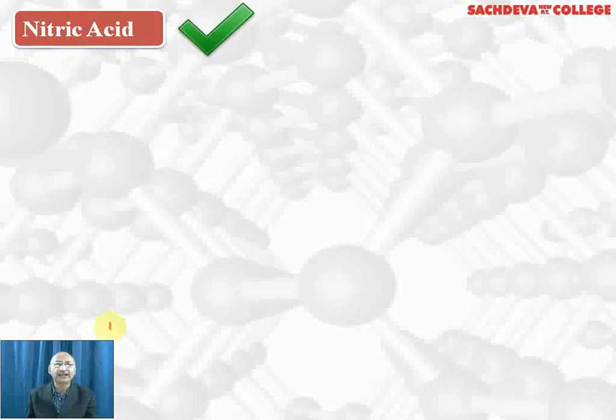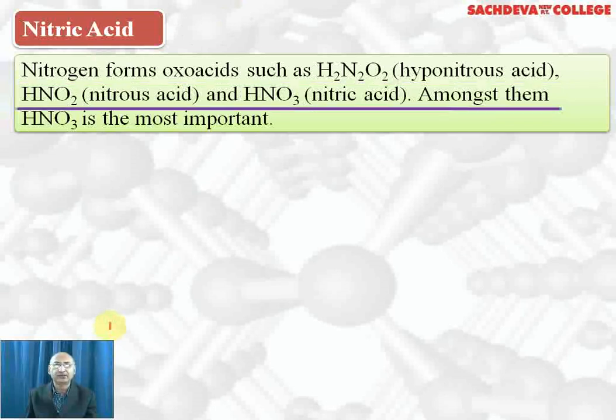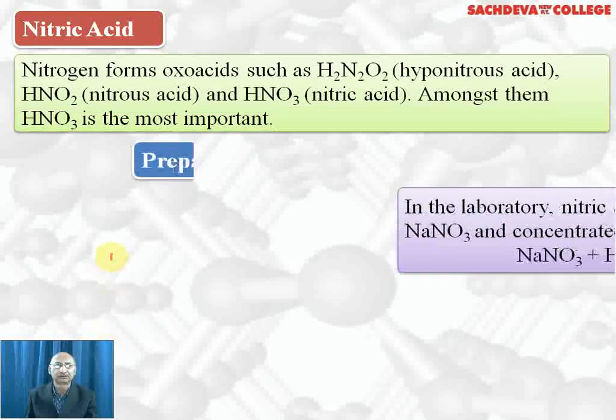Let's start with nitric acid. Nitrogen forms oxoacids such as hyponitrous acid, H2N2O2, nitrous acid, HNO2, and nitric acid, HNO3. Amongst them, nitric acid is the most important.